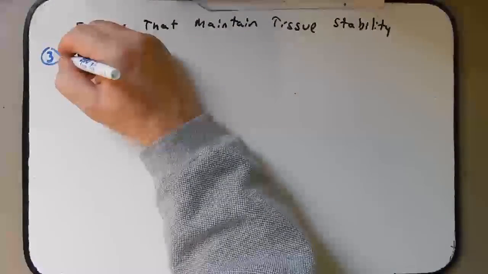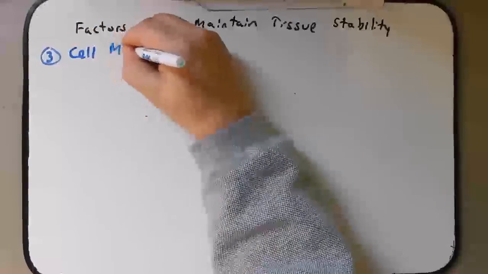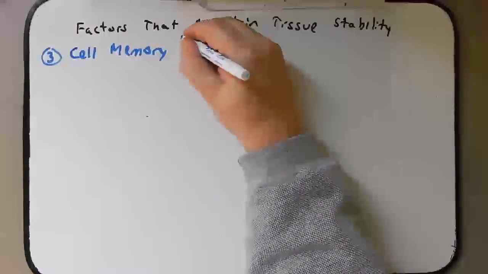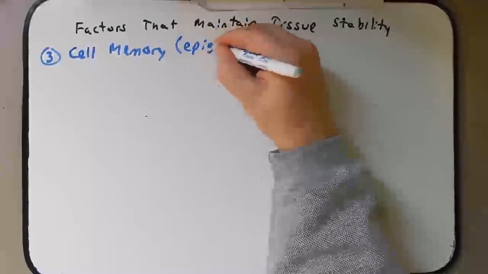The third factor to help maintain this stability involves something we call cell memory. Your book doesn't use this term, but the term that best describes this is something called epigenetics.